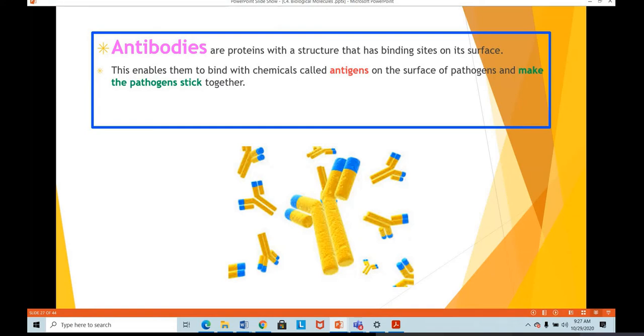So this uniform which is present on top of pathogens like virus and bacteria is known as an antigen. Whenever a pathogen enters our body, the antibodies bind themselves to this antigen on the surface of the pathogens and make the pathogens stick together. What happens when all these pathogens stick together is what we are going to watch in the video further. I'm going to show a video.